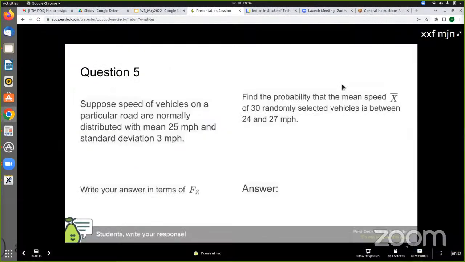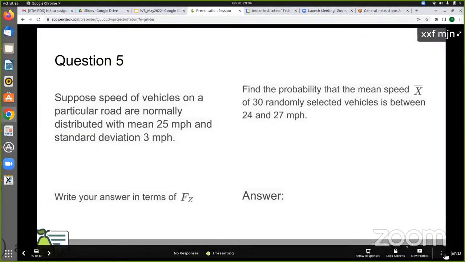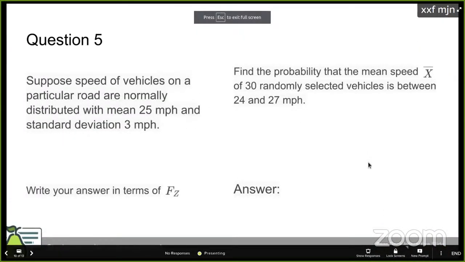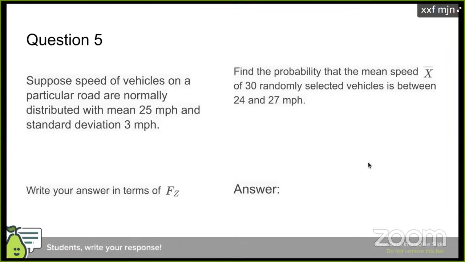Okay, this is the fifth question. Suppose the speed of vehicles on a particular road is normally distributed with mean 25 and standard deviation of 3 mph. Find the probability that the mean speed of 30 randomly selected vehicles is between 24 and 27 mph. So here, first of all, tell me what is x bar here?